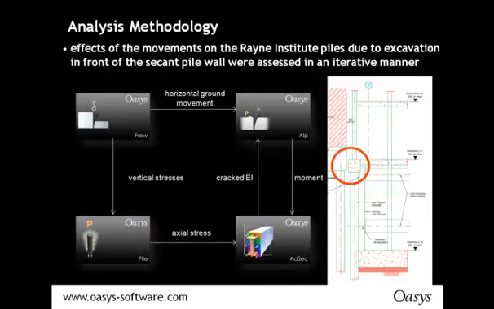So how did they go about analyzing it? Well, seeing that movements were so sensitive in this case, and due to the proximity of the Rain Institute, accurate modeling really was essential. So they started with an initial pass by modeling the retaining wall construction in Fru, and out of their model, they got horizontal ground movements and vertical stresses. The horizontal ground movements were fed into Alp, and the vertical stresses were fed into Pile to look at how the Pile was performing.